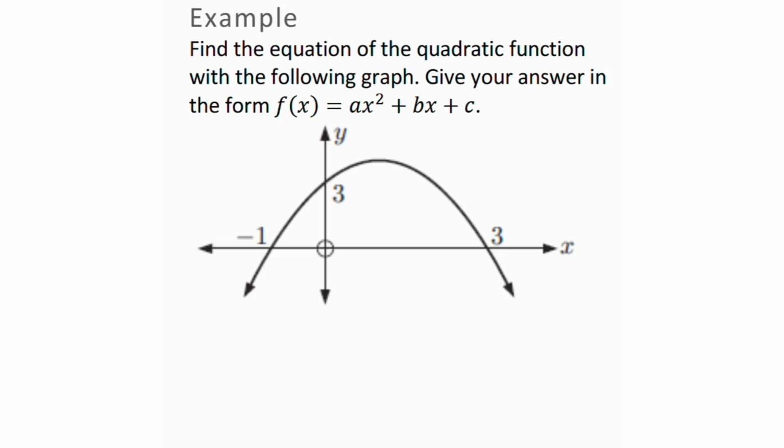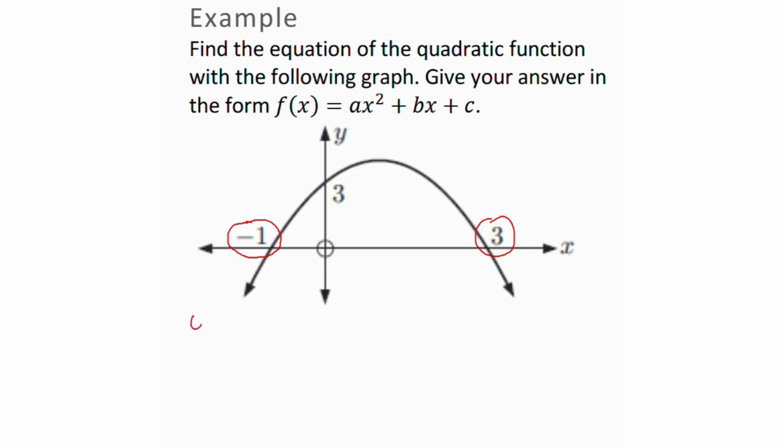Find the equation of the quadratic function with this graph, giving your answer in general form. Now, whilst it asks for our answer in general form, that is not how we're going to approach this immediately. What we're actually going to do is use a different form, the form based on what we're given. In this question, we're given the two roots, so we're going to use the root form.